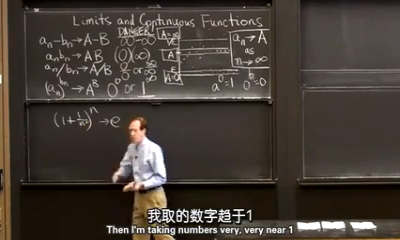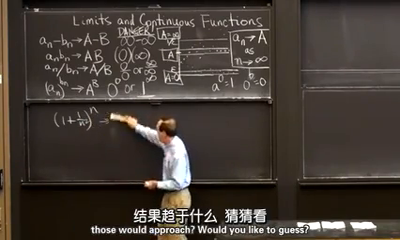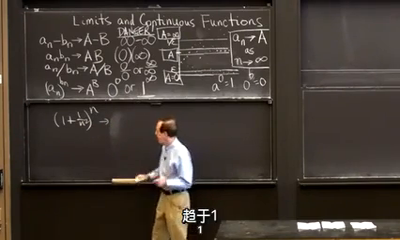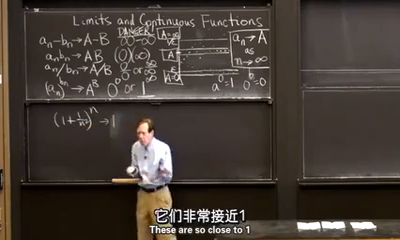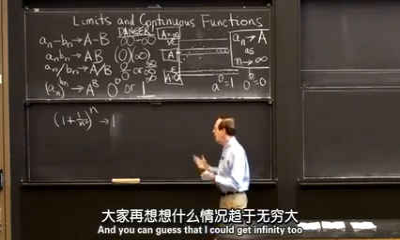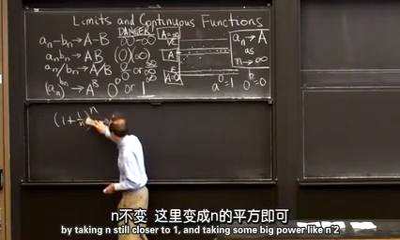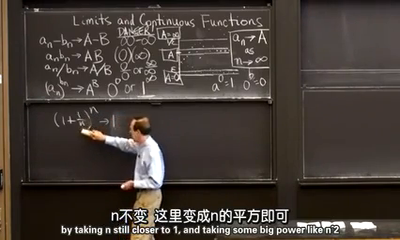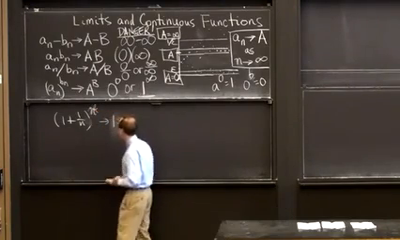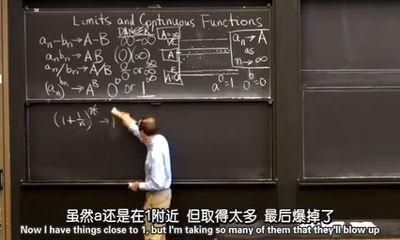Then I'm taking numbers very, very near 1. I'm taking a power, but these are sort of near. Those would approach, would you like to guess? 1. These are so close to 1 that taking the nth power doesn't move them far enough. And you can guess that I could get infinity too by taking n not still close to 1 and taking some big power like n squared. Now I have things close to 1, but I'm taking so many of them that it would blow up.